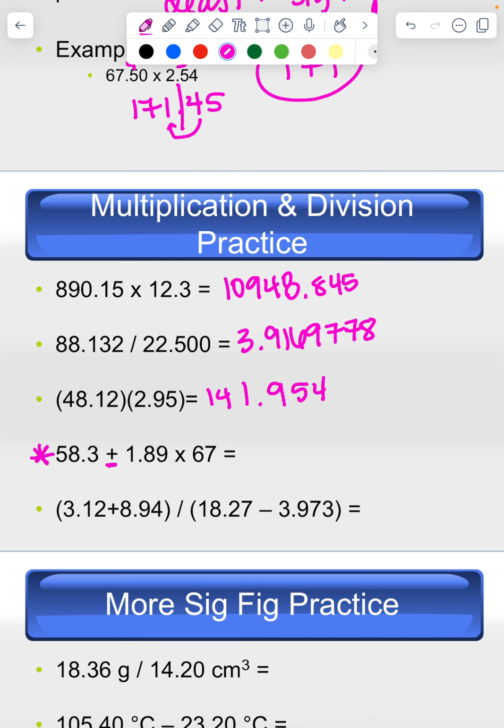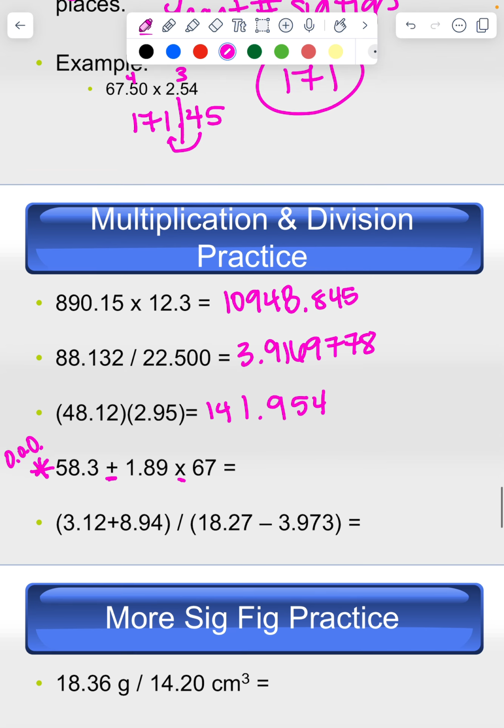All right, so you see this addition and multiplication. We have to remember our order of operations for this. All right, so we have to do that multiplication before we do that addition to get the correct answer. If you don't, you will not get this same answer. And then this one.